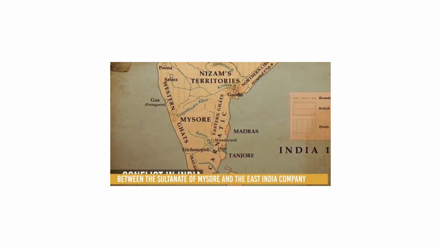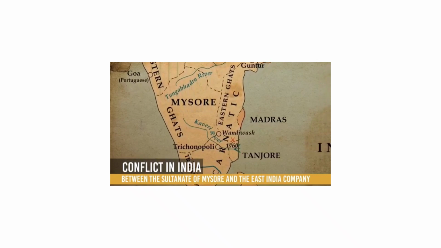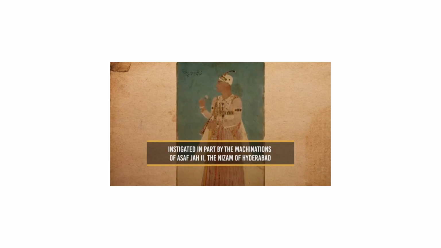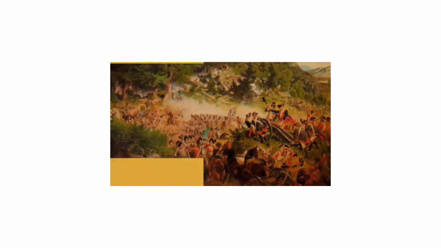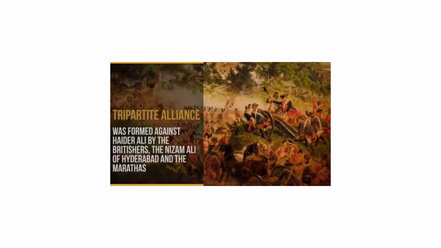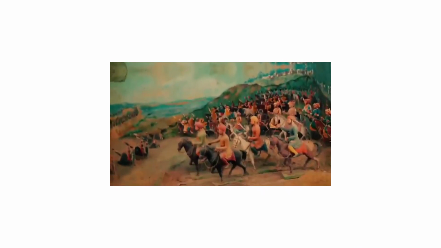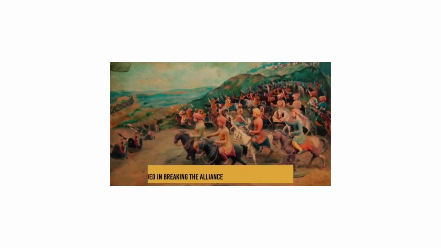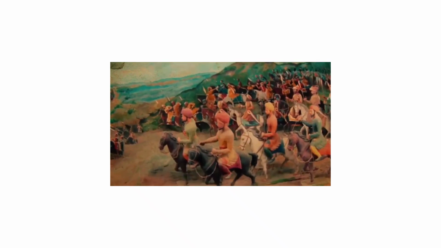The First Anglo-Mysore War was a conflict in India between the Sultanate of Mysore and the East India Company. The war was instigated in part by the machinations of Asaf Jah II, the Nizam of Hyderabad, who sought to divert the company's resources from attempts to gain control of the northern Sarkars. A tripartite alliance was formed against Hyder Ali by the British, the Nizam Ali of Hyderabad and the Marathas. Hyder Ali bought off the Marathas and succeeded in breaking the alliance, alluring the Nizam with territorial gains.